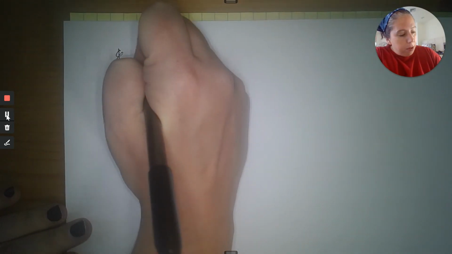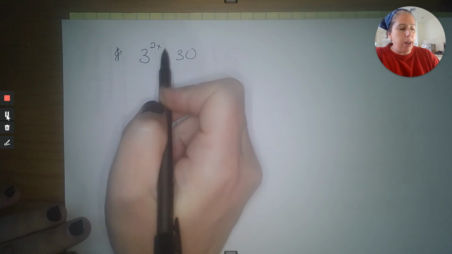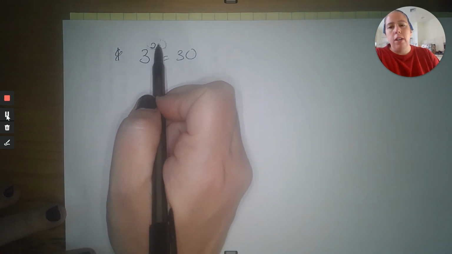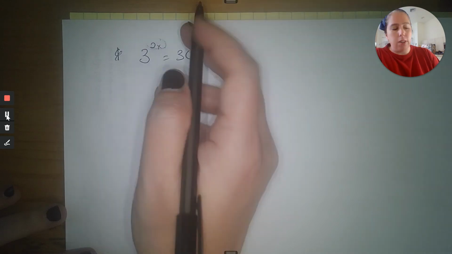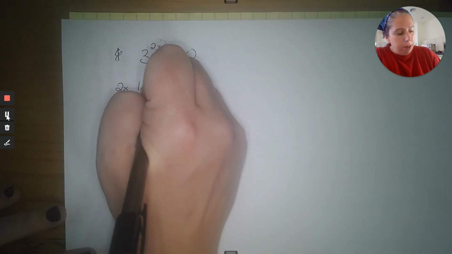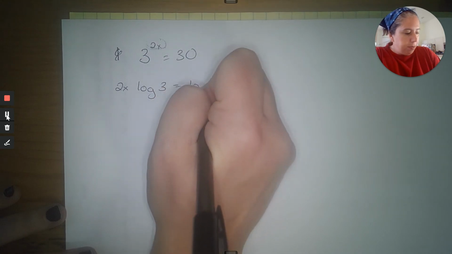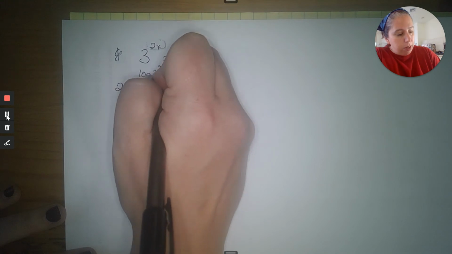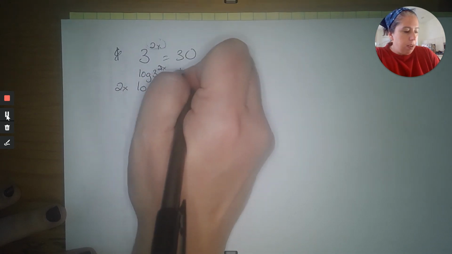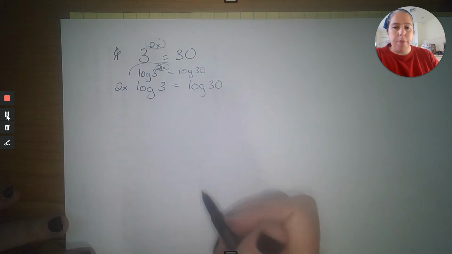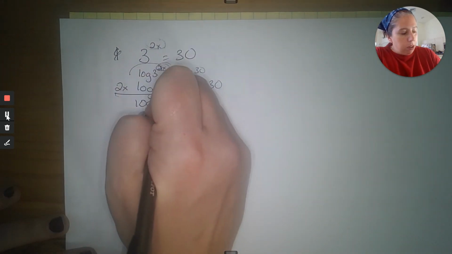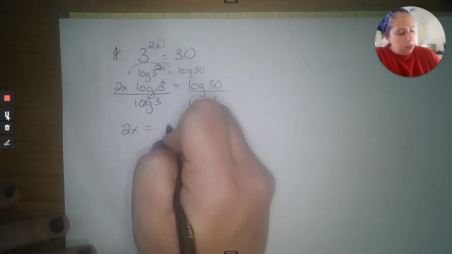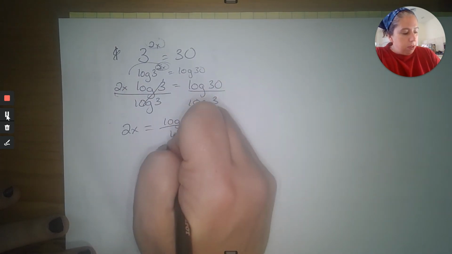So we got 3 to the 2x equals 30, right? Okay, so I just want to show you this. Hopefully you guys understand what's going on. There's my exponent, that 2, and the x has to stay together. So you're going to drop it, hit log on both sides. So it's log 3 to the 2x equals log 30. And then drop it. Okay, divide both sides by log of 3. So you got 2x equals log of 30 divided by log of 3.